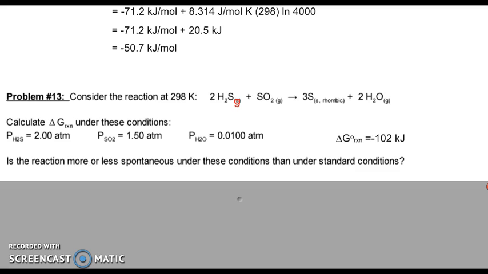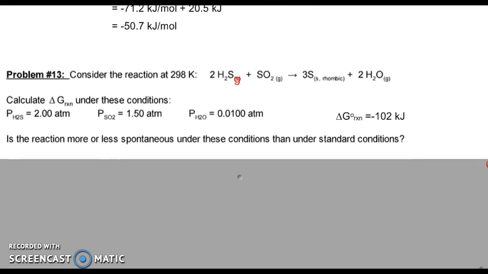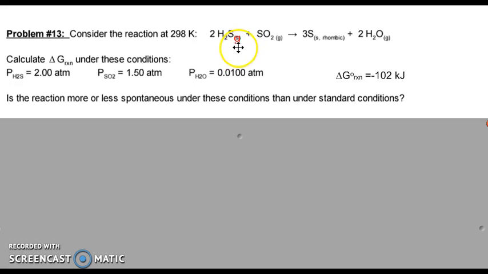Okay, I'd love it if you do problem 13 on your own. A couple things. This is a gas, not a solid. Can you please change that? And the notes didn't give you the delta G of the reaction. So it is negative 102 kilojoules. So go through, pause this please, do your work yourself. Just don't watch me do the work and copy my work down. Actually fill out your stuff and see how you do. Pause this.